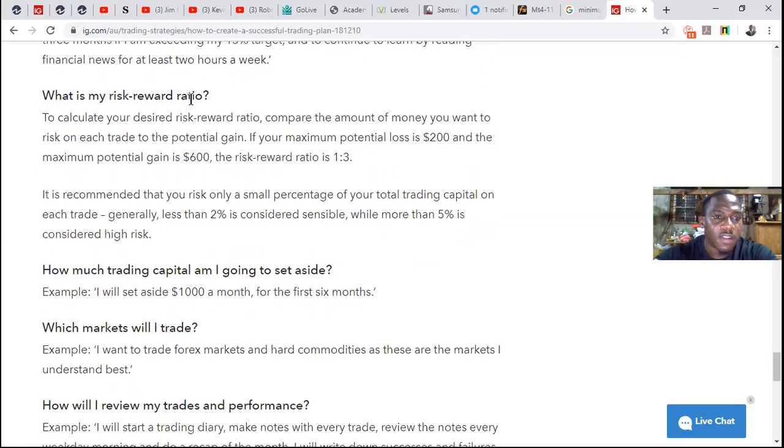What is my risk to reward ratio? You calculate your desired risk to reward ratio, comparing the amount of money you want to risk on each trade to the potential gain. If your maximum potential loss is $200 and the maximum potential gain is $600, the risk to reward ratio is 1 to 3. It's recommended that you only risk a small percentage, blah, blah, blah. Less than 2% is considered sensible, while more than 5% is considered high risk.